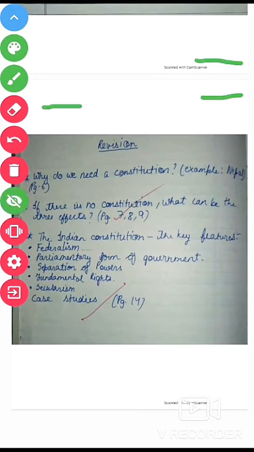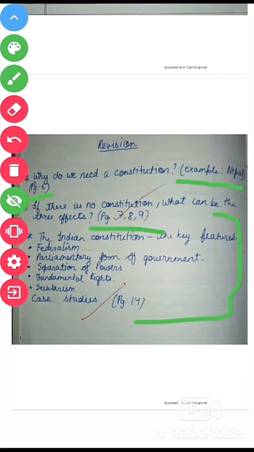Doing a quick revision, what you need to focus on more, which questions are important. First is, why do we need a constitution? You can give the example of Nepal to gain an extra point. It's on page number 6. If there's no constitution, what can be the 3 effects? It's on pages 7, 8 and 9. And the constitution's key features. So these are all key features, these are important, you need to focus on them.